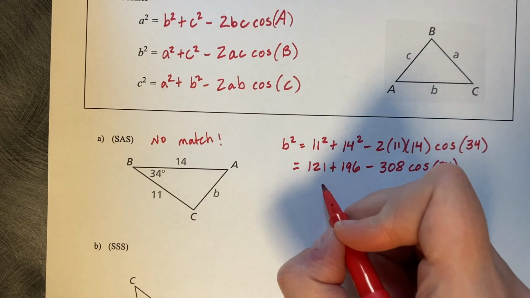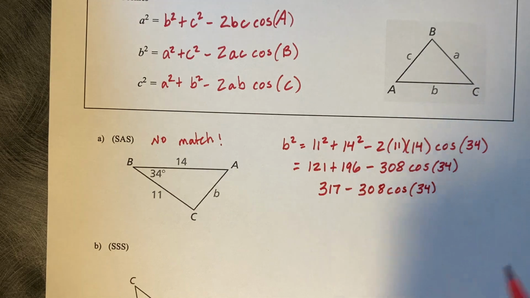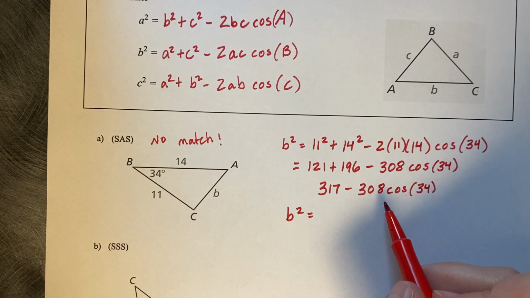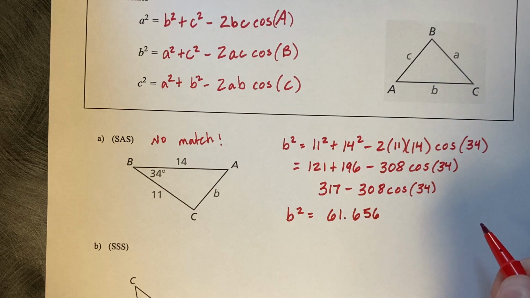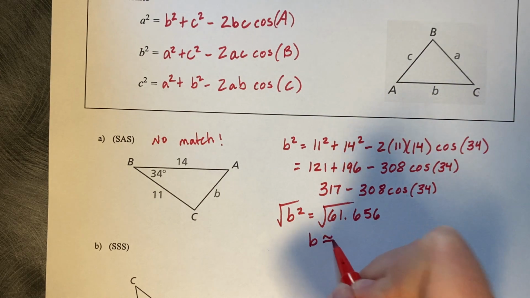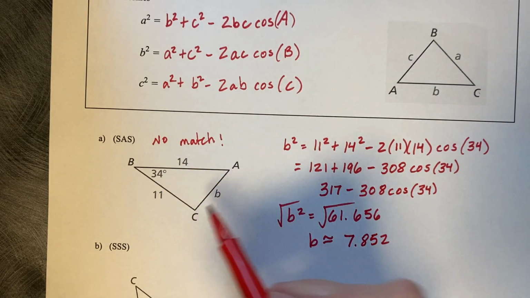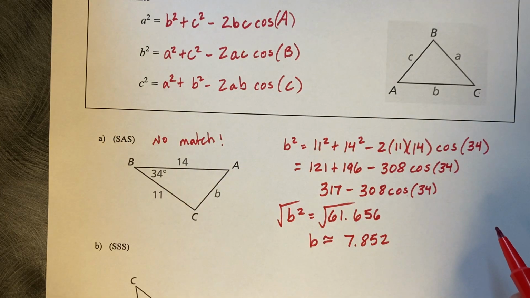121 plus 196 is 317. So now we've simplified it down to an expression that's not very difficult to get a decimal for. So then we can bring our B squared down. So B squared equals, and then type this into your calculator, and you should get 61.656, and I'm just going to take 3 decimal places right here. Then you can take the square root of that and get B to be approximately 7.852. Which seems reasonable. It's less than 11 and less than 14, and it's between the two sizes, so that seems reasonable.